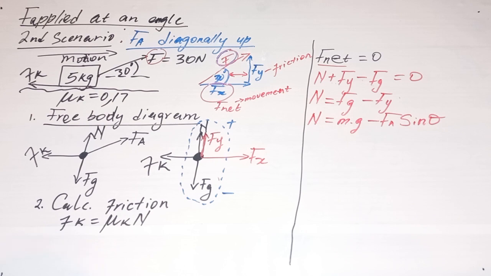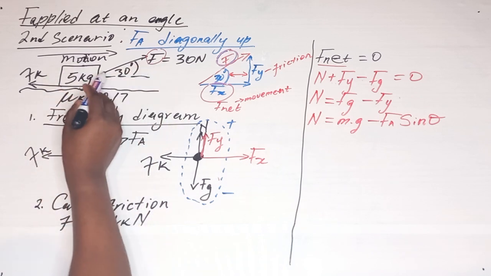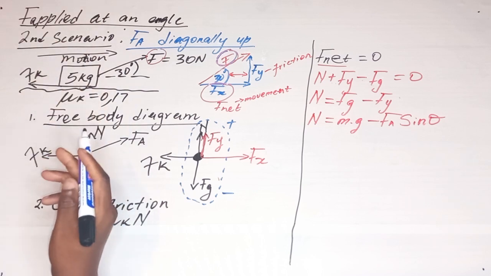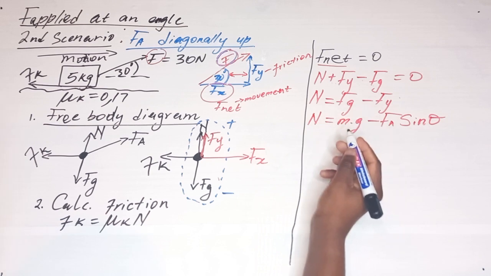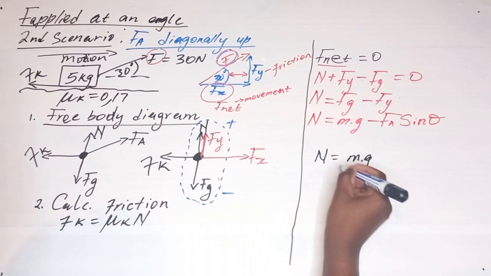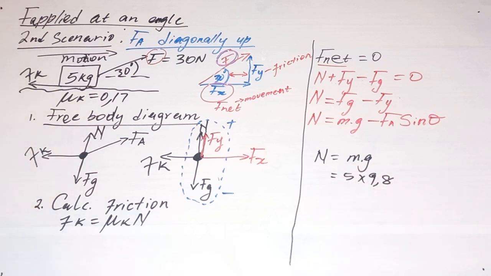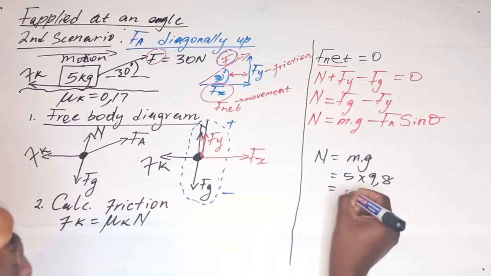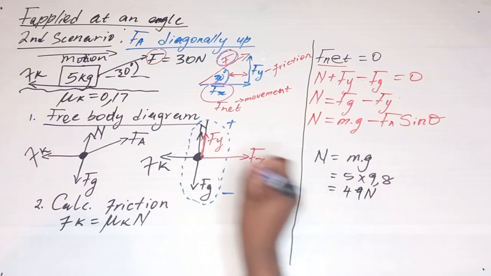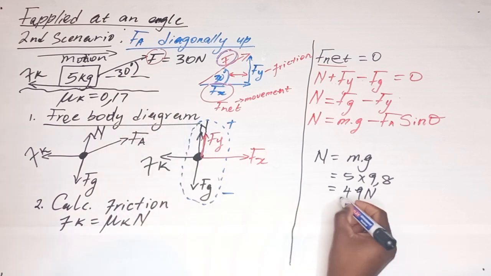So how does this affect the normal force? If F applied was horizontal, as in the previous part, the normal force, as we remember, was just m times g. We can do the calculation: the normal force is 5 multiplied by 9,8, which is 49 newtons, right? So whenever a force is applied horizontally, we have 49 newtons.